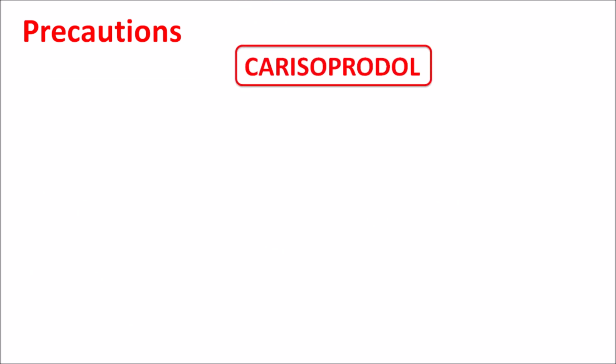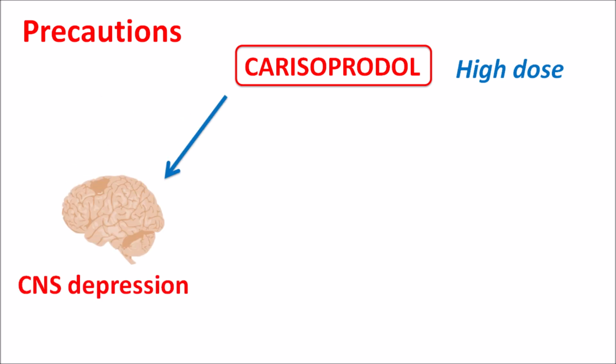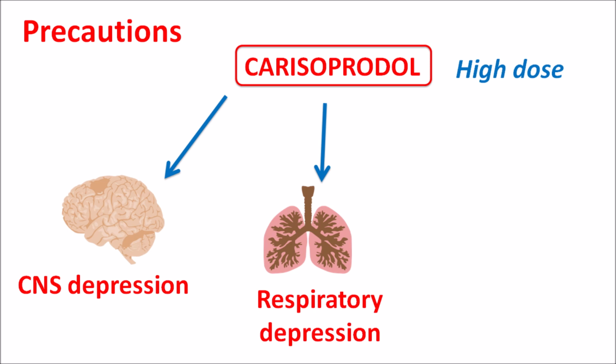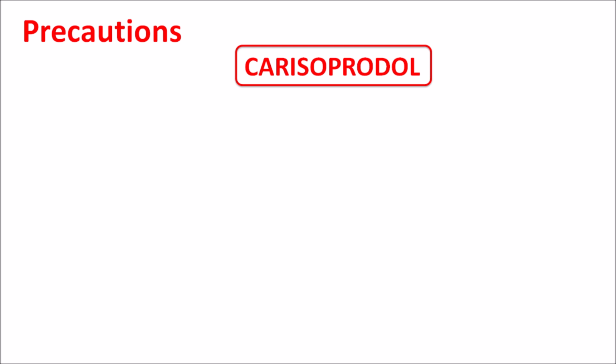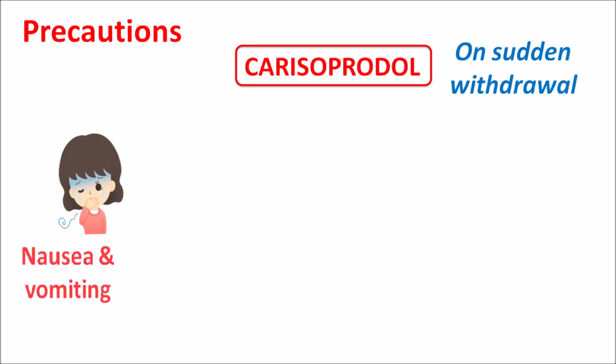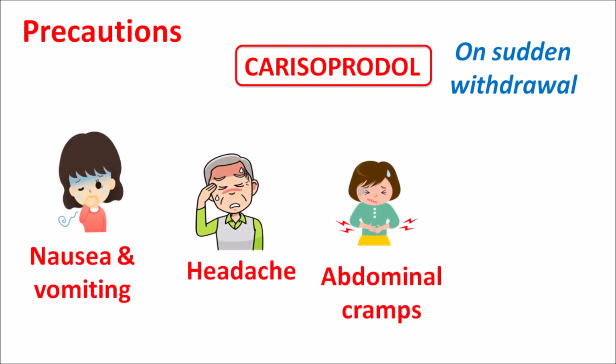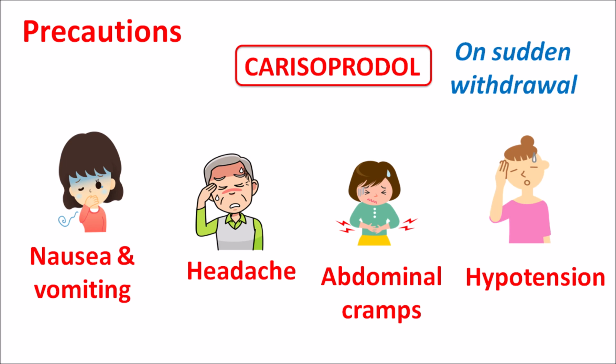Similarly, when this drug is given at high dose, it can produce various effects. Particularly, it can produce CNS depression, resulting in sedation, drowsiness and lightheadedness. It can also produce respiratory depression, resulting in difficulty in breathing. And finally, at very high dose, it can induce seizures within the patients. Similarly, when this drug is suddenly withdrawn, it can produce some withdrawal symptoms. Within the patients, we can observe some nausea and vomiting, headache, abdominal cramps, hypotension, and it can even induce seizures. So, this drug should not be suddenly withdrawn and the dose should be slowly reduced in order to avoid withdrawal symptoms.